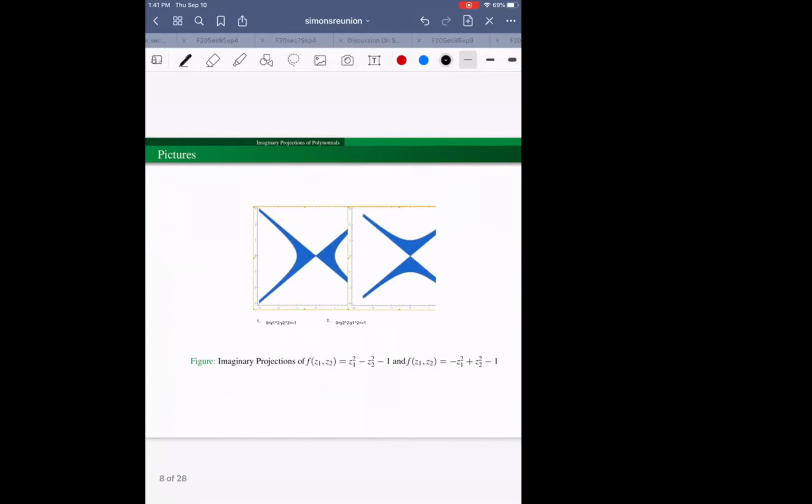Now, this is another example which shows us that the imaginary projection of a hyperbolic conic section gives us a hyperbolic conic section.